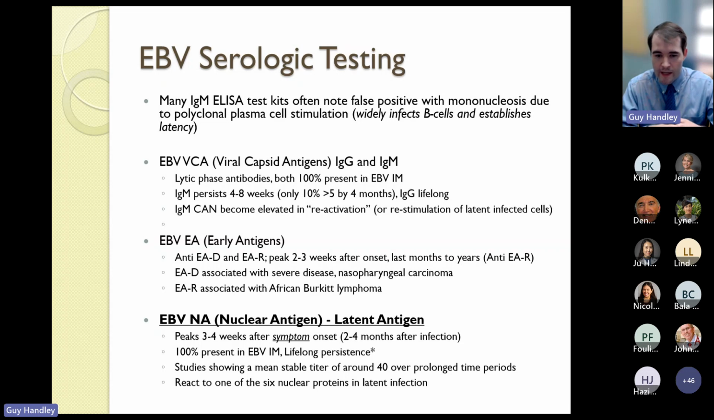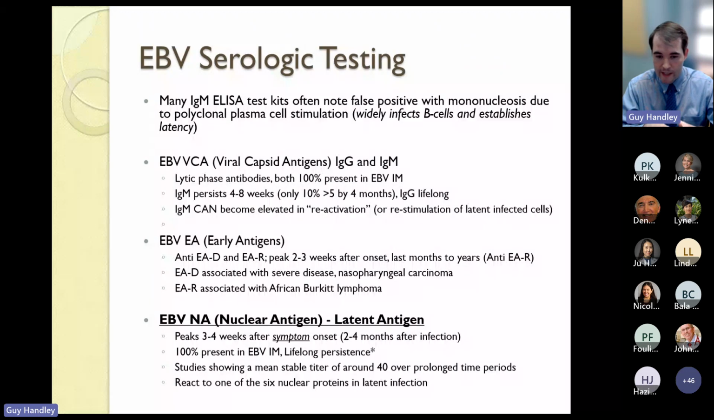And then the nuclear antigen is the latent antigen. It really will peak 3 to 4 weeks after symptom onset. And remember, it takes about a month before you start having symptoms anyway. So at this point, it's 2 to 4 months after infection. And that's why it's really helpful to rule out acute infection. If you can show a negative nuclear antigen with positive viral capsid antigens, and even better, if you can show seroconversion of that nuclear antigen in 3 to 4 weeks, that confirms your diagnosis. It is supposed to persist lifelong, and it stabilizes with a pretty reliable titer after your initial infection.